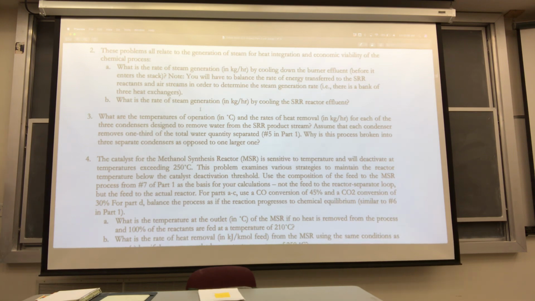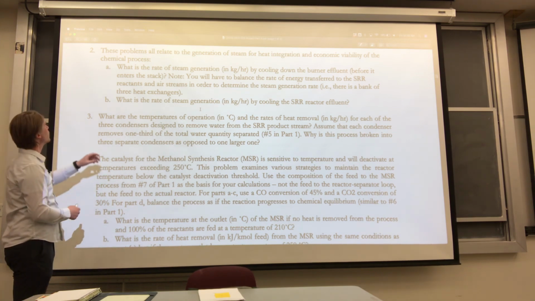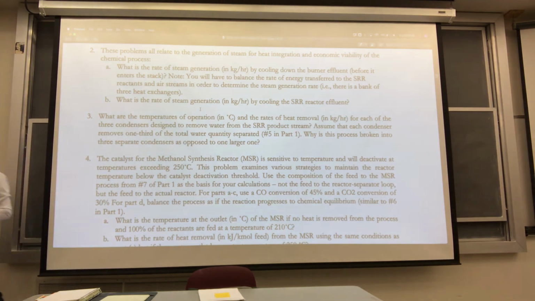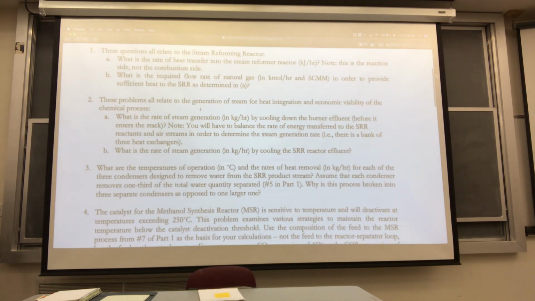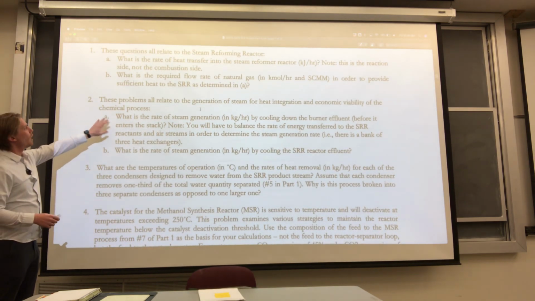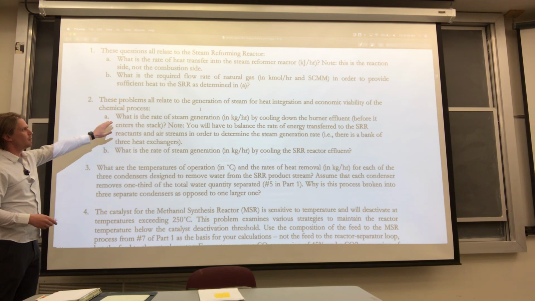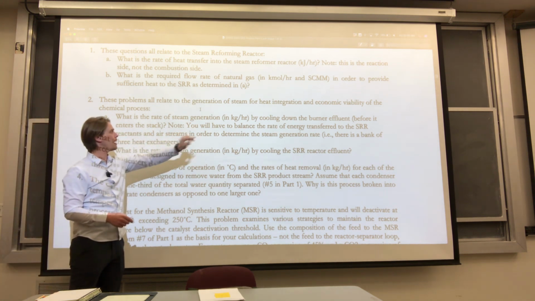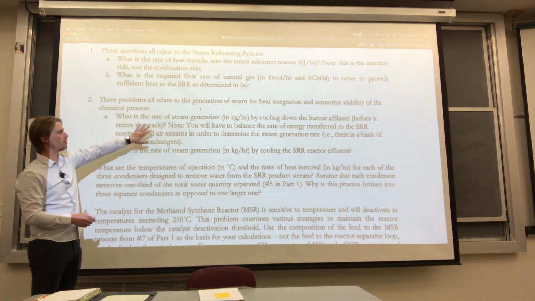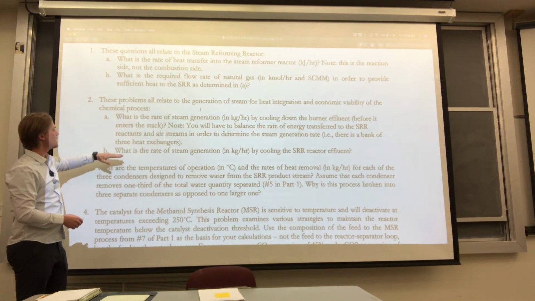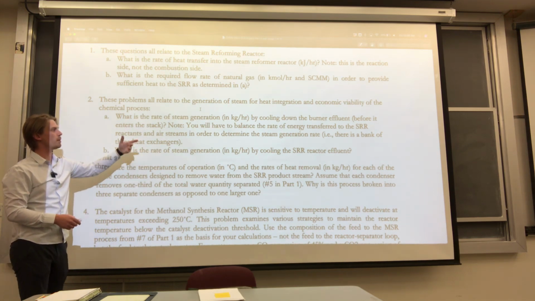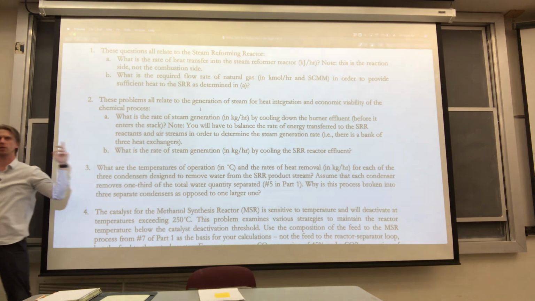Question 2 is a little bit of a tricky one. So this is the energy integration. What we're asking for here in question 2 is: what is the rate of steam generation by cooling down the burner effluent? And there are some notes here that you're going to have to balance some other streams. And then, what is the rate of steam generation by cooling the steam reforming reactor effluent?